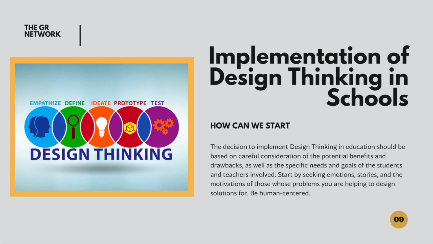So how can design thinking be implemented in schools? How can we start? The decision to implement design thinking in education should be based on careful consideration of the potential benefits and drawbacks, as well as the specific needs and goals of the students and teachers involved. Start by seeking emotions, stories, and the motivations of those whose problems you are helping to design solutions for. Remember, be human-centered.